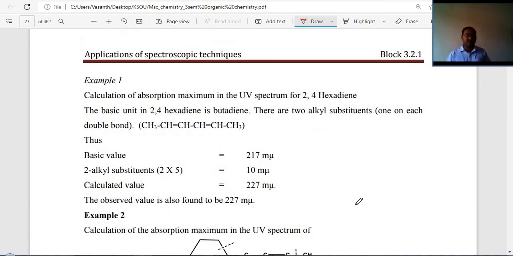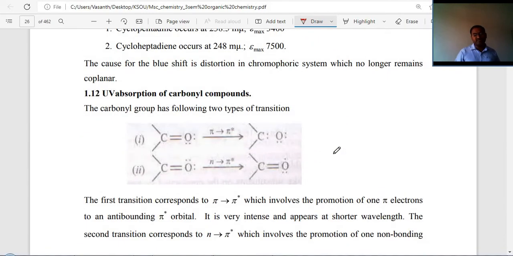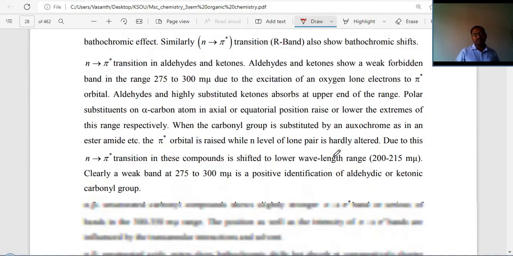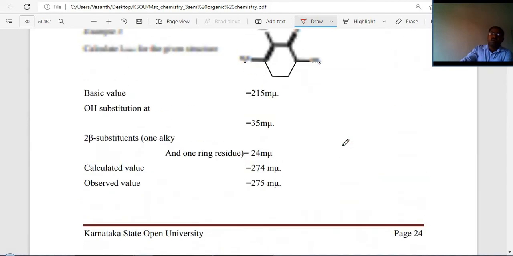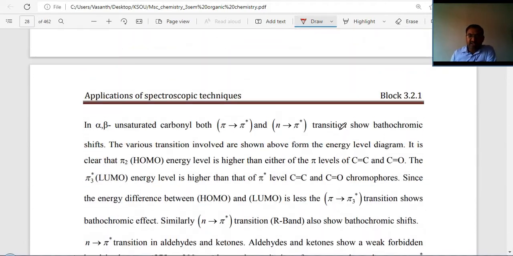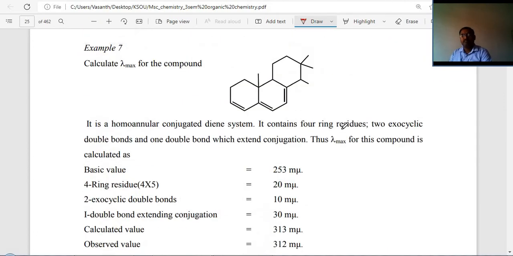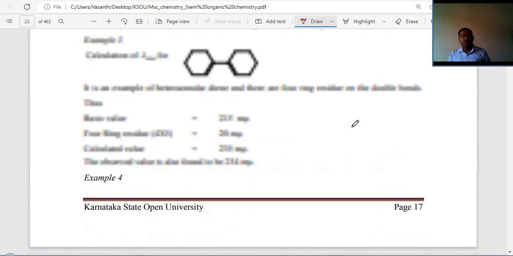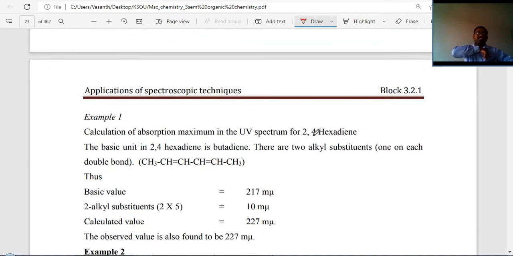For example, some calculations are mentioned here regarding those topics. What is the calculation here? Calculation of the absorption maximum in the UV visible spectrum for 2,4-hexadiene.